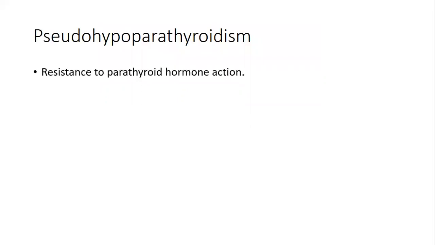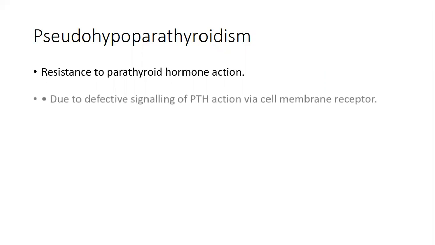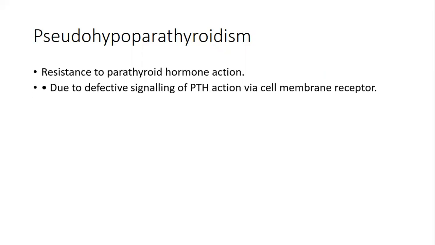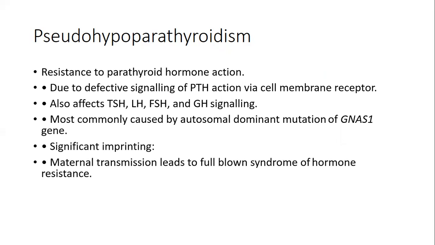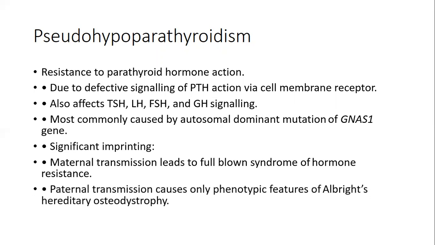Pseudohypoparathyroidism. It is due to resistance to parathyroid hormone action due to defective signaling of PTH action through the cell membrane receptor. It also affects the TSH, LH, FSH, and growth hormone signaling. Most commonly caused by the autosomal dominant mutation of the GNAS1 gene, and there is significant imprinting with maternal transmission leads to full-blown syndrome of hormone resistance, and the paternal transmission causes only phenotypic features of Albright hereditary osteodystrophy.